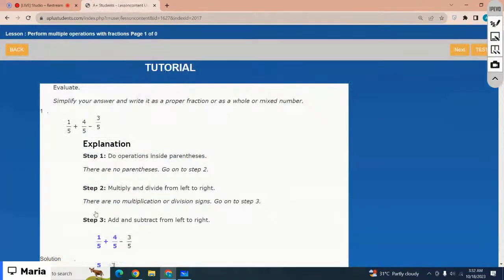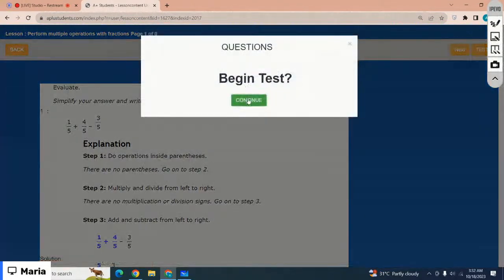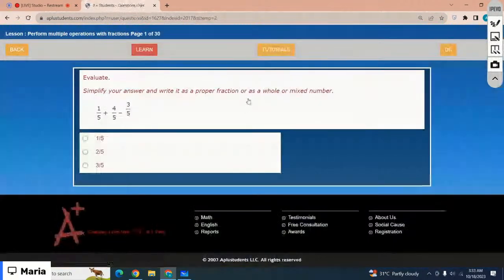So 1 by 5 plus 4 by 5 minus 3 by 5. You have to follow the same thing, right? You have to go from left to right. You have addition first. Just add 1 by 5 plus 4 by 5. That would be 5 over 5. Then you have to subtract 3 over 5. So 5 minus 3 is 2. That would be 2 over 5, right? Let's start with the practice questions. Okay, 1 by 5, that's the one we just did. 1 by 5 plus 4 by 5 minus 3 by 5.